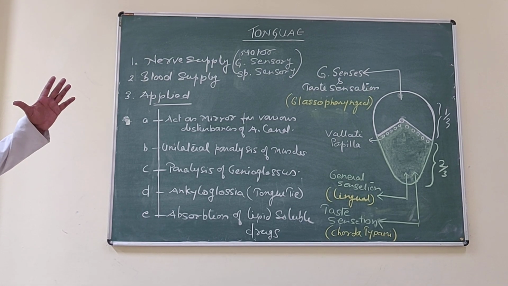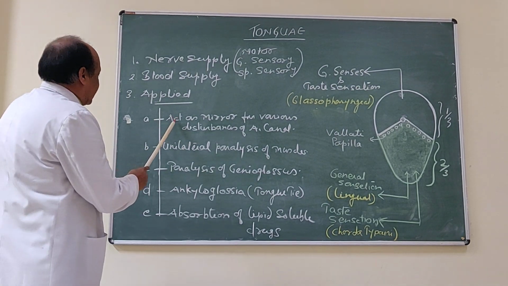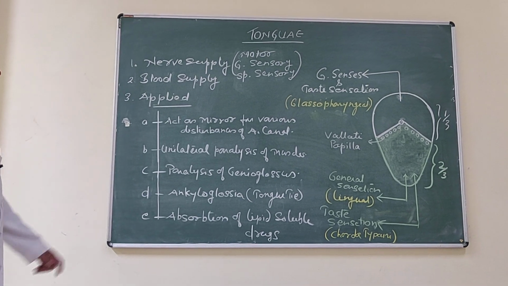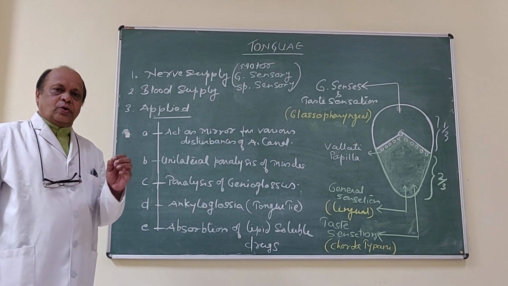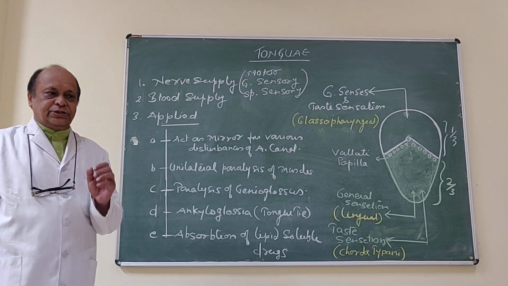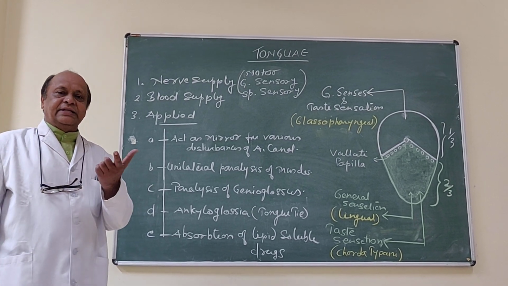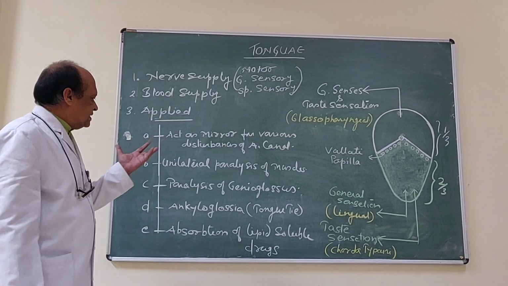Few applied aspects, important. The first one is that the tongue acts as a mirror for various disturbances of alimentary canal. For example, the coated tongue. Coated tongue indicates pathological conditions of alimentary canal. If the tongue is fissured, it indicates vitamin deficiency. And there are many more. We will not go into the details.